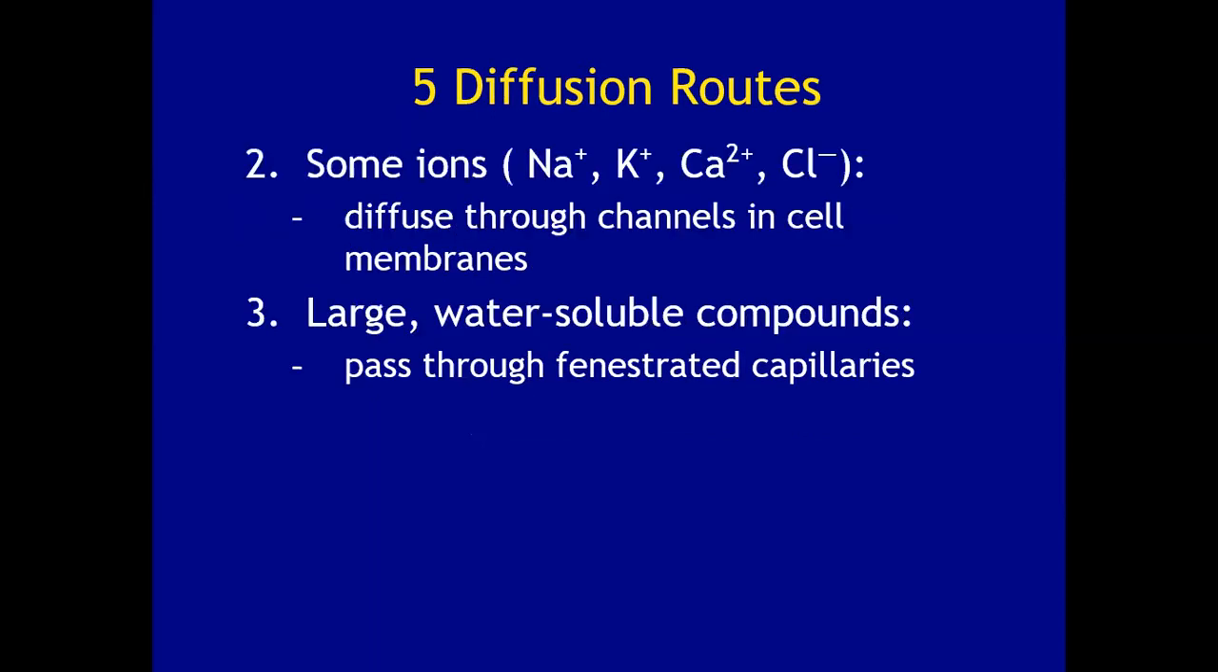Route number 2 says we've got ions like sodium, potassium, calcium, chloride. We've talked about all of these in A&P 1 that have channels that can go through. Remember, there are channels in the cell, membrane-bound proteins, okay, that allow these things to go through. So that's another way to go from high concentration to low concentration. There's a channel, okay, built by a protein. It's not a pore, it's an actual channel, okay?